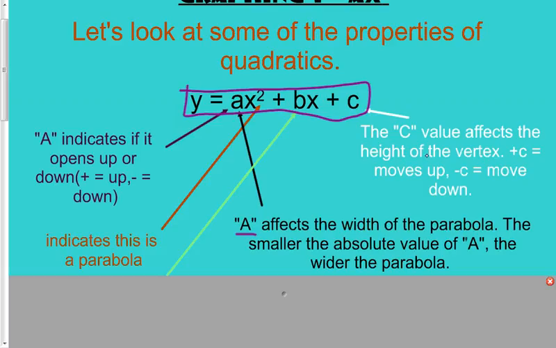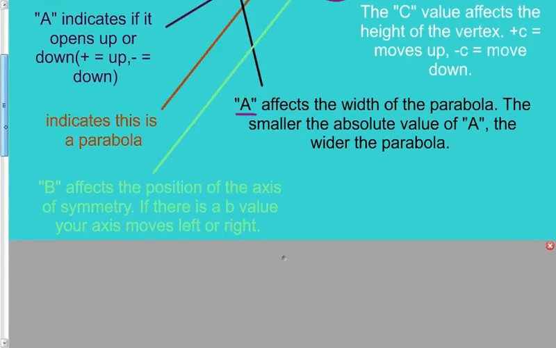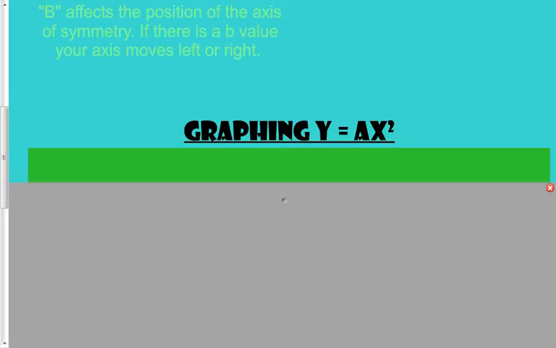The C value here affects the height of the vertex, meaning it's kind of like a y-intercept, but it's going to be where the vertex starts. It's going to help us determine where the vertex starts. But then the B value also affects the position of the axis of symmetry, meaning it's also going to affect the vertex. So if there is a B value, that'll move the axis right or left. And we'll talk about that a little more specifically on how it affects it.